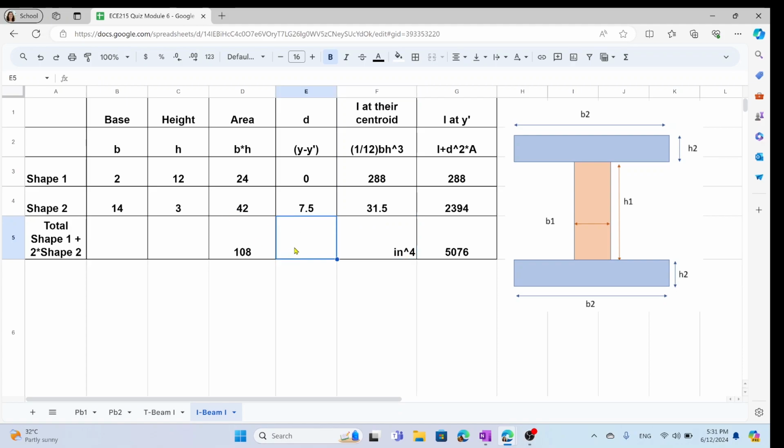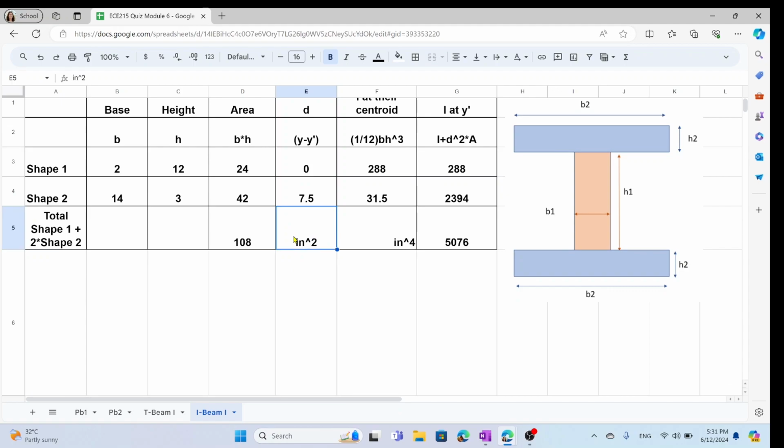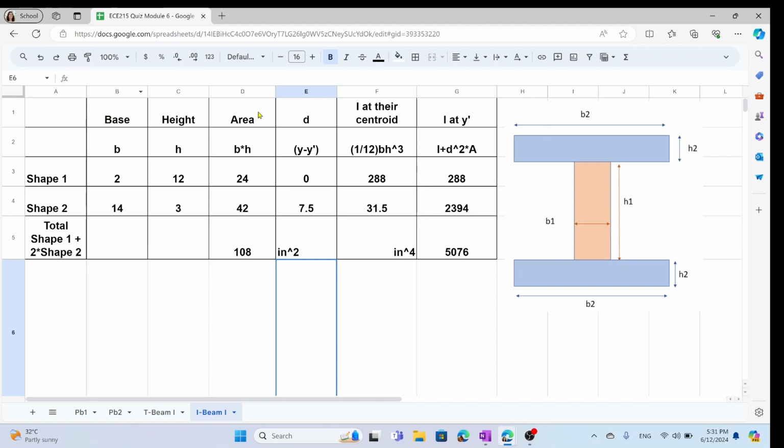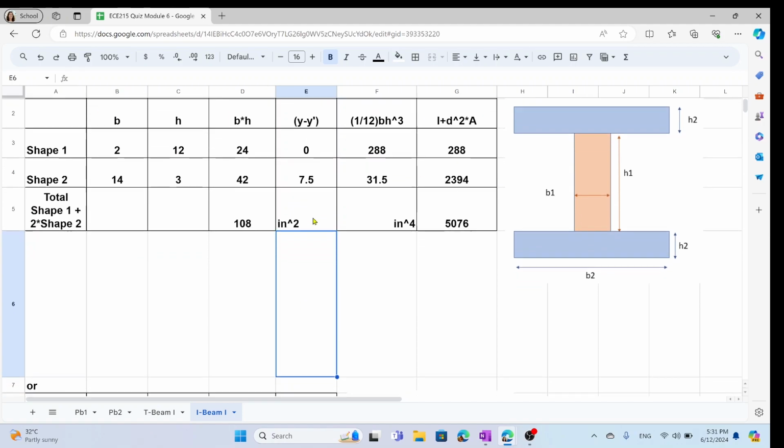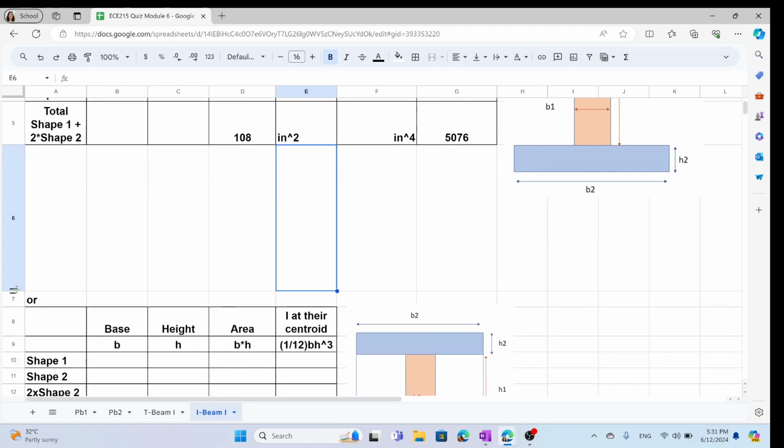And the area will be inches square. So I like to have my units close so I don't forget, and all the base and height should be in inches. You can write the unit there. That will be nice too. So let's see the second method. I will move it up.